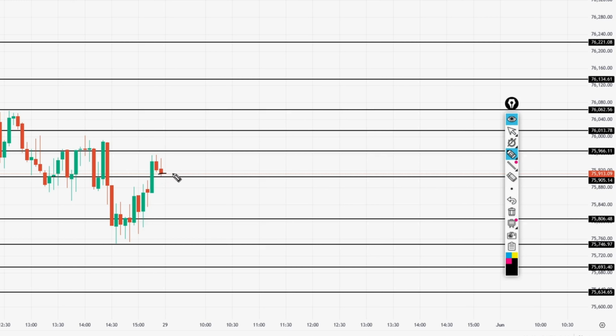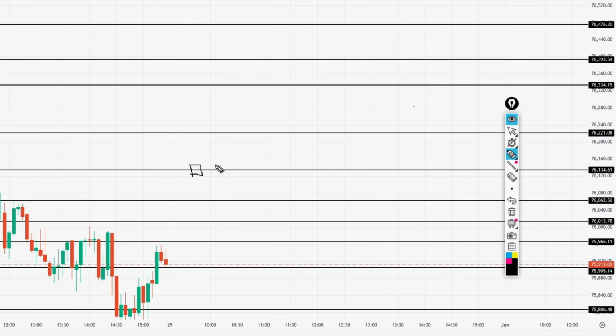If the market opens flat at this level, then your support area will be this, and this will be your resistance area. This will be your resistance 2. This will be your resistance 3. So the immediate level will be 75,905 if the market opens flat, and 75,966, 76,013, 76,062, 76,134, 76,221, 76,334. And if the market has opened 100 points gap up, then this will become your support area.